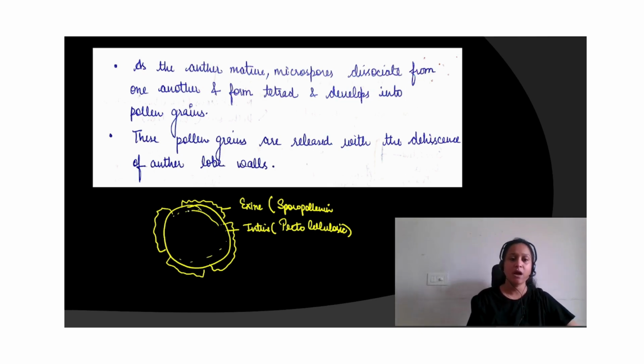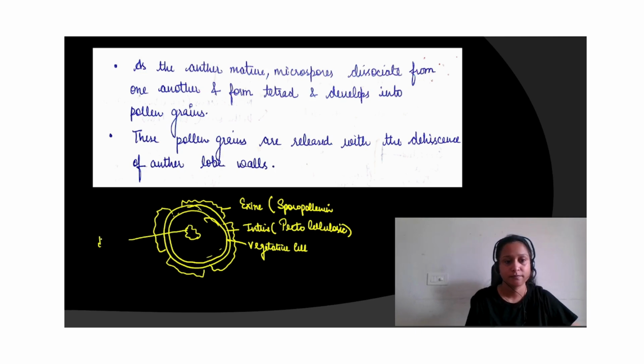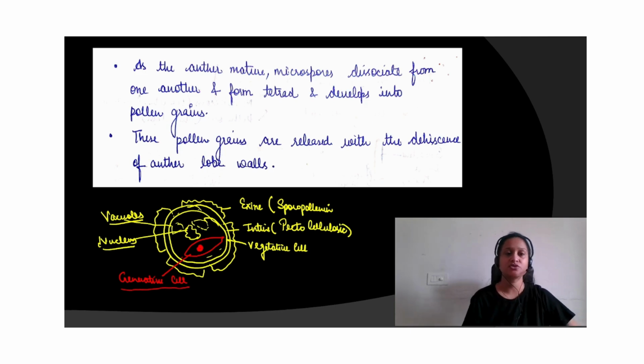Now, inside there is a large vegetative cell. The nucleus here is irregular. These are the vacuoles. And a spindle shape generative cell is present. This is the generative cell. So this is the structure of a pollen grain.